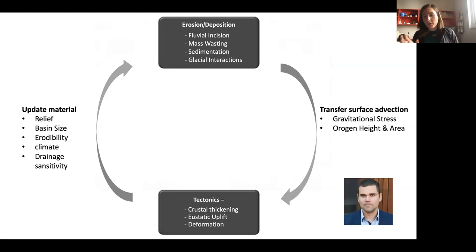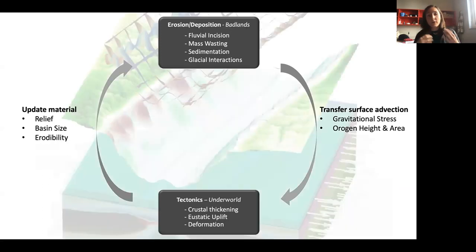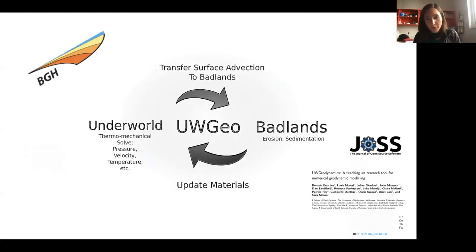Again, the erosion, deposition, and tectonics are completely linked. Fluvial incision, mass wasting, sedimentation, and glacial interaction depend on the lithospheric deformation and on tectonic forces, and crustal thickening, isostatic uplift and deformation are also impacted by the erosion and deposition at the surface. That's why it's really important to incorporate both phenomena and to do a two-way coupling. If you want more information about that, you can check Romain's publication here in JGR.